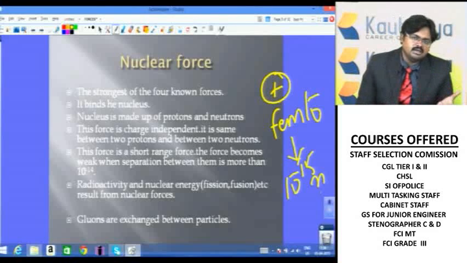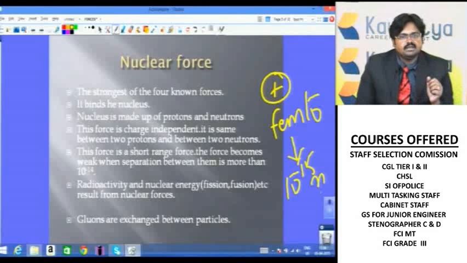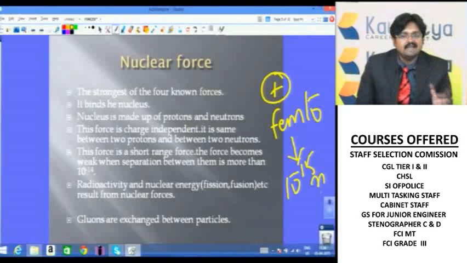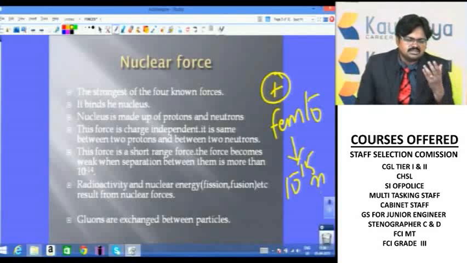When you take uranium, its mass number is 238. That means there are 238 protons and neutrons. So this collection gives you a uranium-238 atom. Now how can you have such a vast amount of positive charges and neutral particles at a particular point? The answer is the nuclear force.